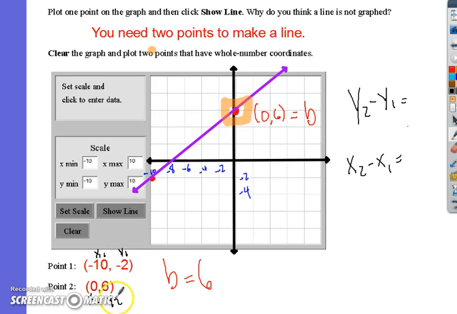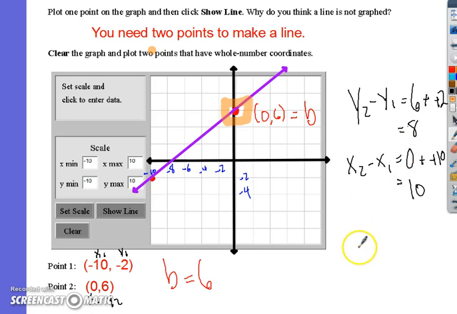So y2 is 6 and y1 is -2. So that's 6 minus -2. And then the next one is x2 minus x1, so 0 minus negative 10. All right, so 6 minus negative 2 divided by 0 minus negative 10. So keep, change, change means I change these two into positives. So the rise is 6 plus 2 is 8, and the run is 0 plus 10 is 10.